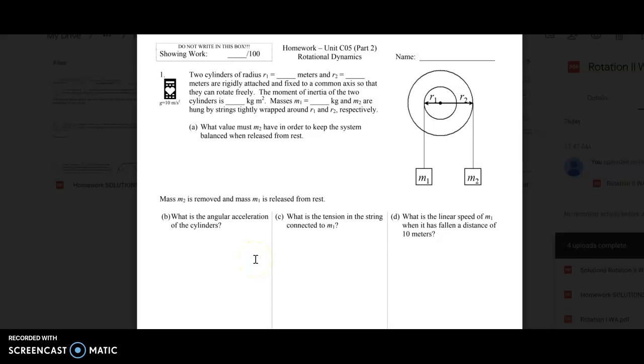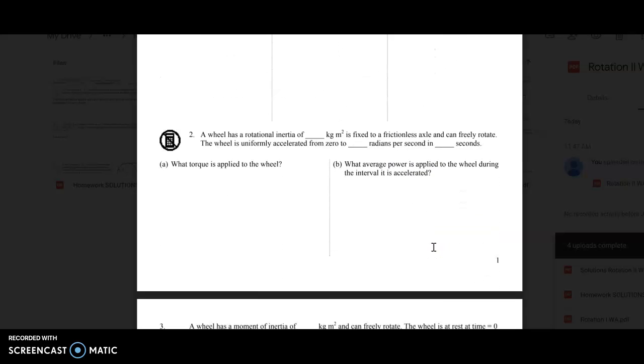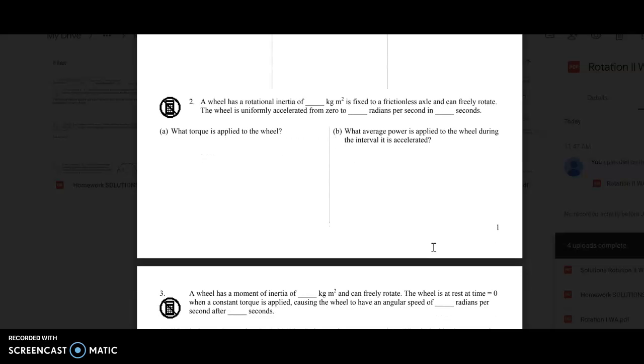So moving forward, if you find the angular acceleration here, they want the tension. That's pretty straightforward. The linear speed is just a kinematics equation. I would personally choose v squared equals 2ax. Okay, so this one is yours, number 2, and surely you can find the torque.